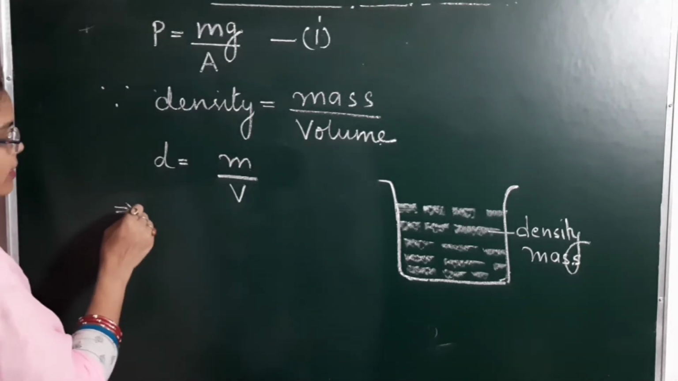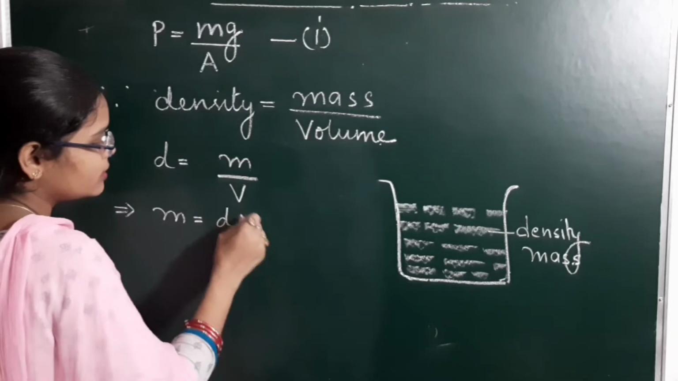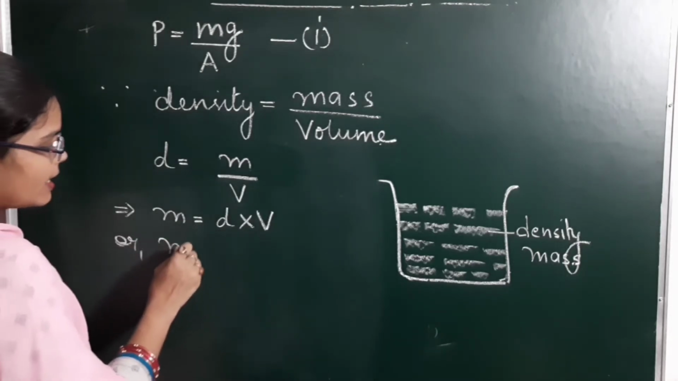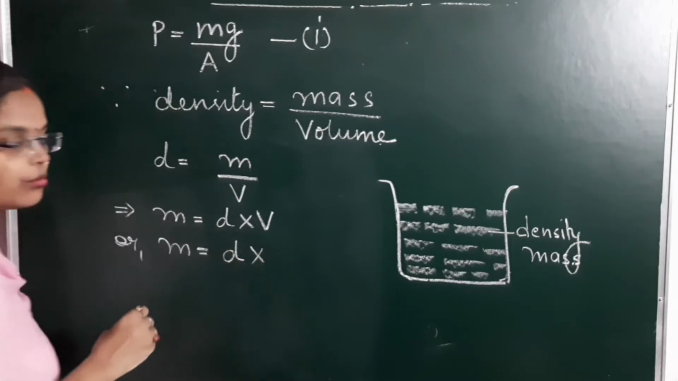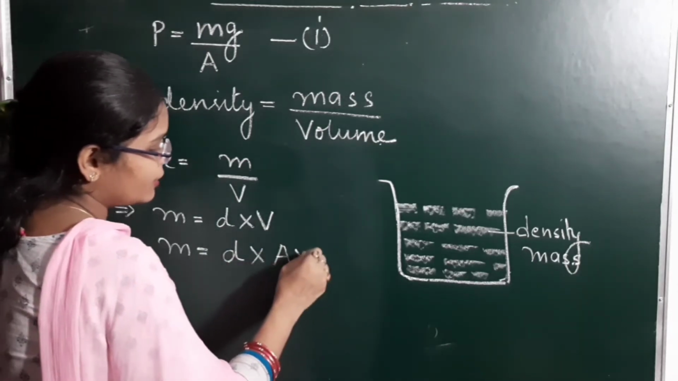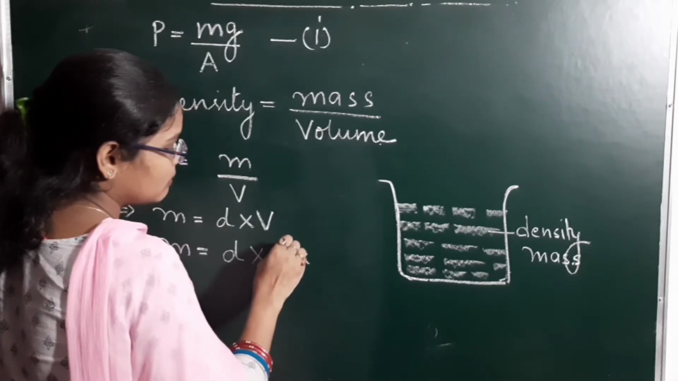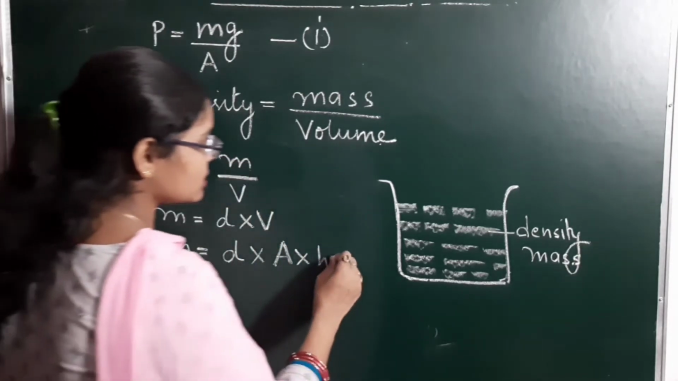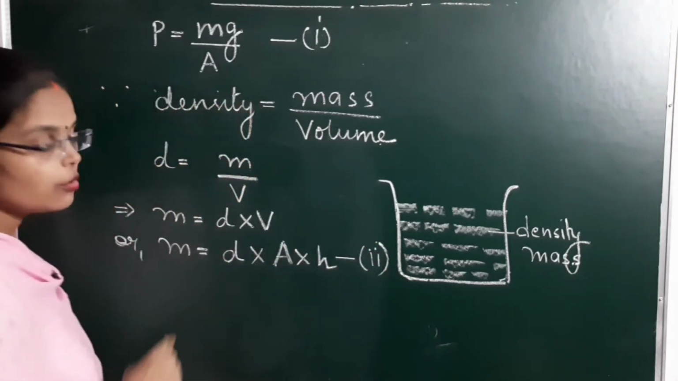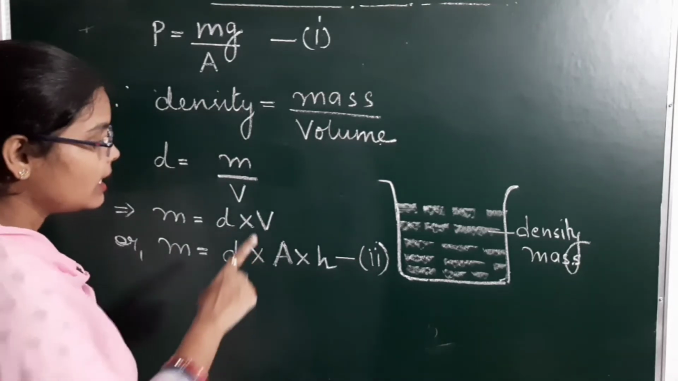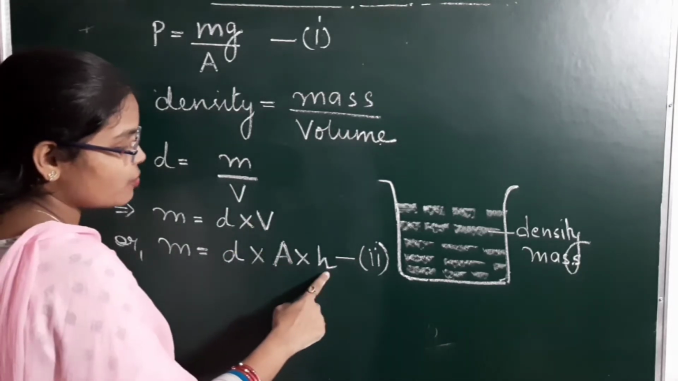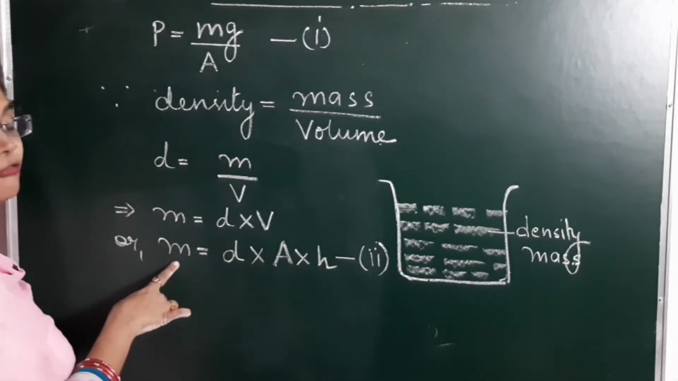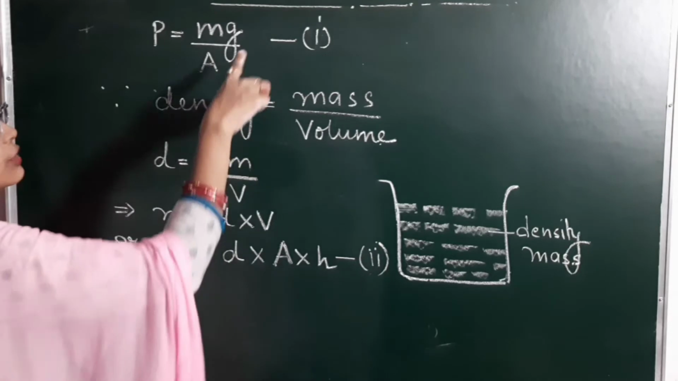So from here we can write mass is equal to density into volume, or M is equal to density into volume, which can be written as area into height. Suppose this is expression 2. Volume is equal to length into breadth into height. Length into breadth gives us area. So area into height is equal to volume V. Now from expression 2, we got the value of m. Now putting this value of m in expression 1.